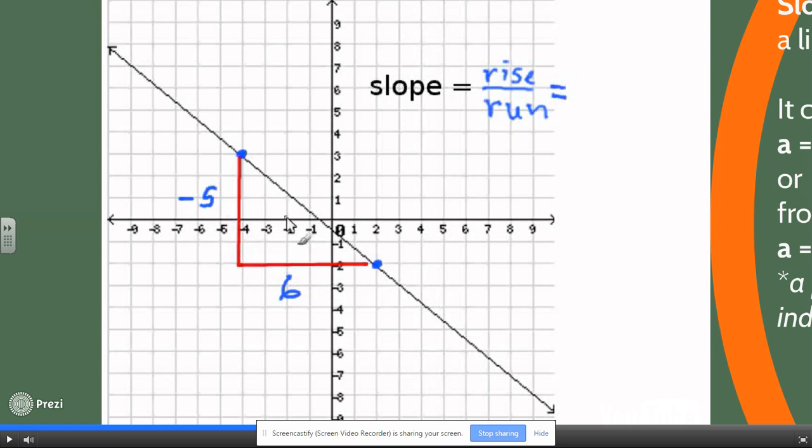Now I'm going to substitute these numbers into my rise over run. My rise will be -5 since I'm going down 5. And my run will be +6 since I'm going to the right 6. So my slope is -5 over 6. Simplifying it further, I get a slope of negative 5 over 6, and this completes my problem.